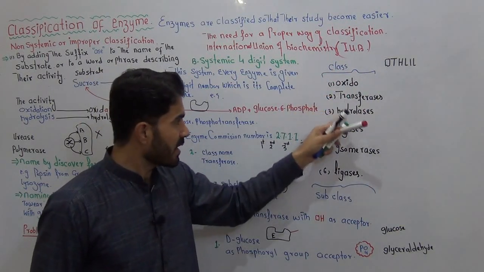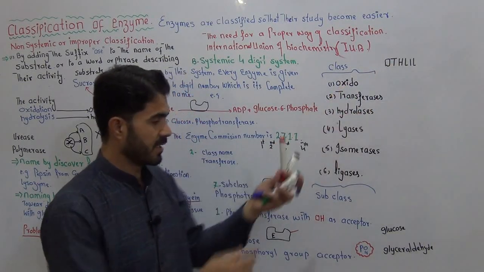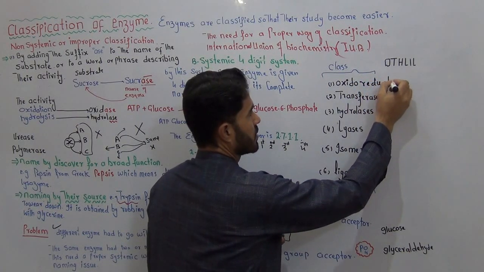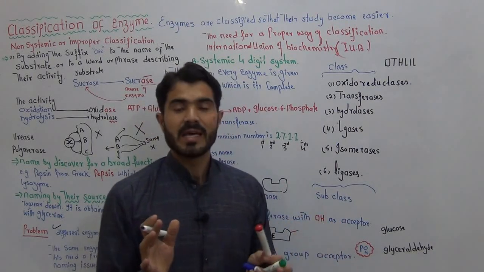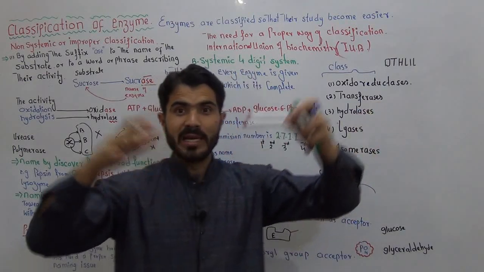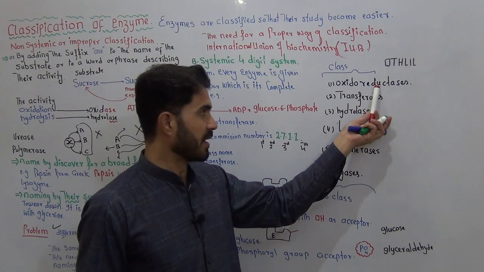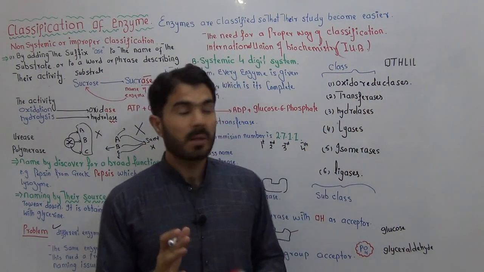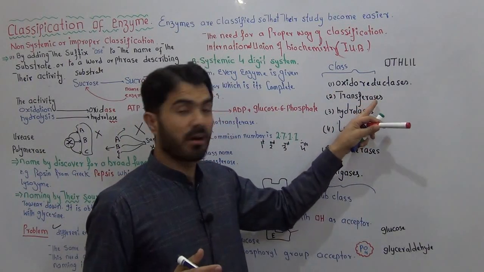So these 6 classes are called the OTHLIL system, because O is for oxidoreductases. Oxidoreductases is not the name of a single enzyme. It is a big family. A lot of enzymes will be there. Then transferases. It is not a single enzyme. It is the name of a very big family. A large number of enzymes are found here.